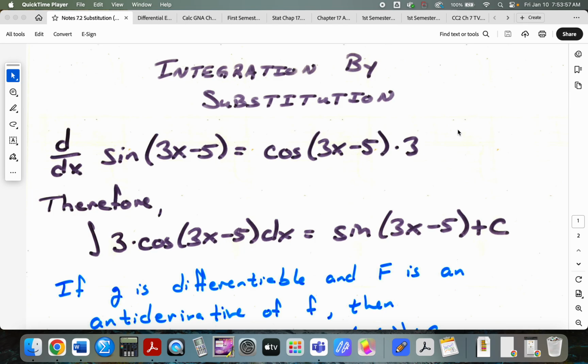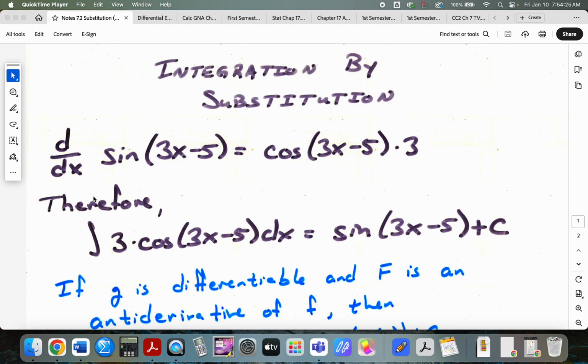Today we're going to look at a technique of integration called integration by substitution. And it has its roots in the chain rule. In fact, many questions that we're going to be able to do, you don't have to use the technique of substitution. You can use what I call undoing the chain rule. So here's how it works.